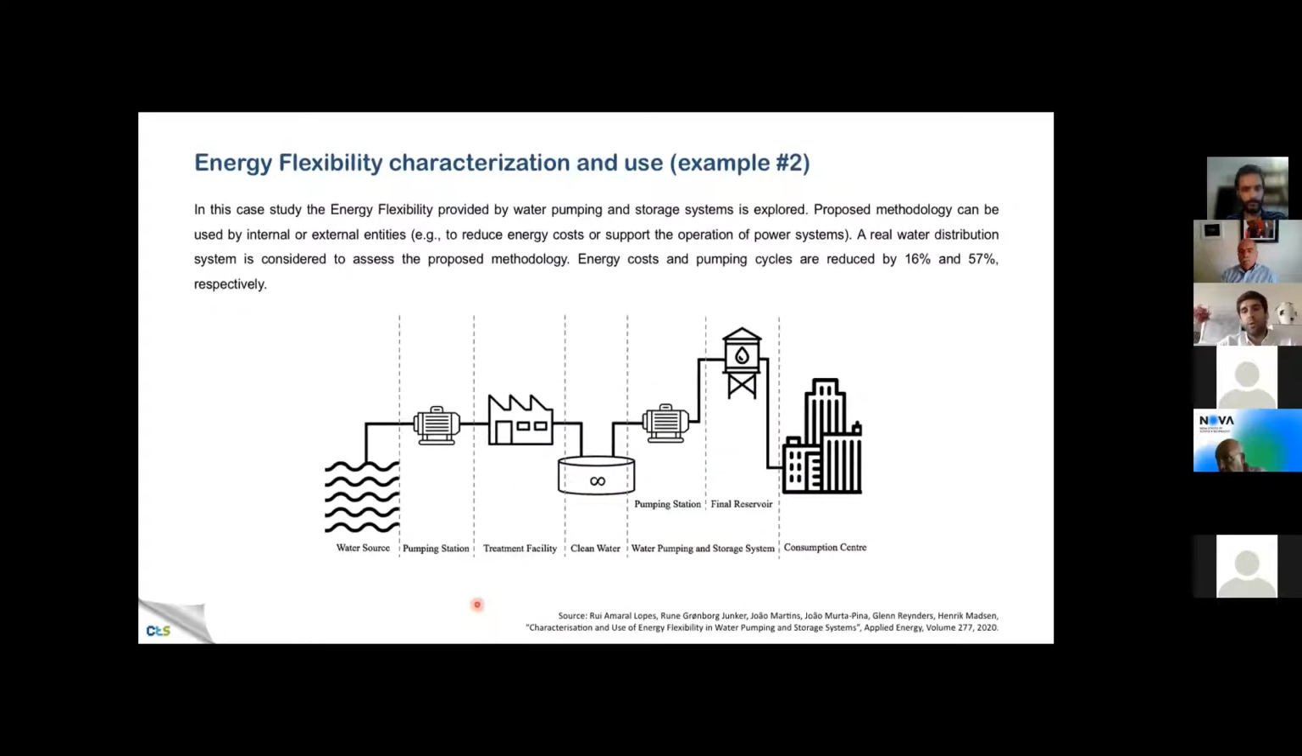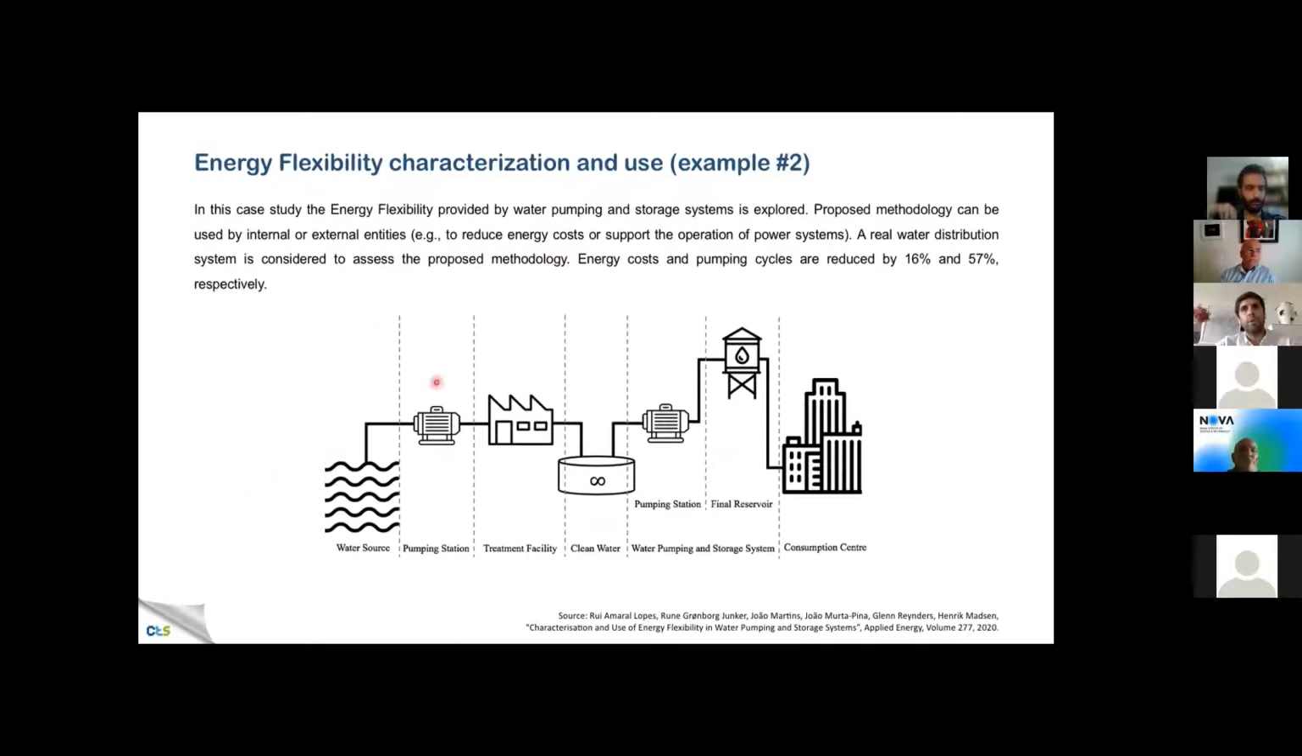The other example I have to show you refers to a study that we conducted to apply a different methodology. We wanted to apply a methodology that uses information on the system being controlled, the system providing energy flexibility. And we studied the characterization and usage of energy flexibility provided by water pumping and storage systems. We collected data from a water distribution system in the center of Portugal.